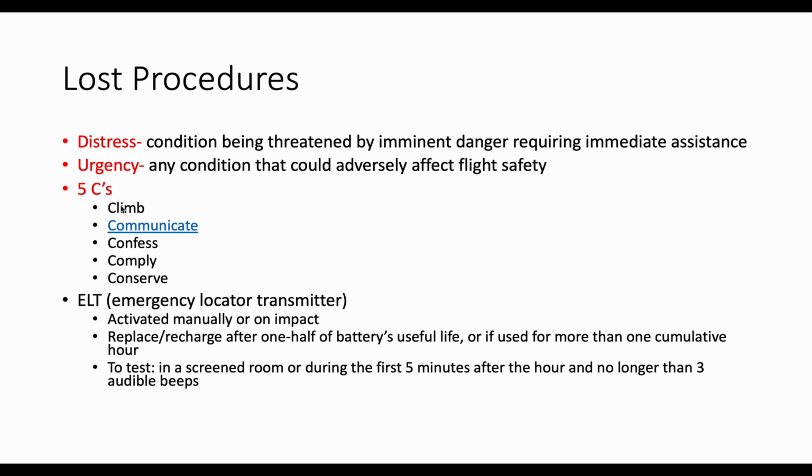So if you are lost, I always tell people the 5 C rule. You can see a couple of these everywhere; there's 3 C's, 4 C's. I like 5. The first one stands for climb. Initially you want to climb to get a better vantage point, and your radios are going to work better with line of sight. Second, communicate, so talk to ATC. Third is confess, tell them that you are lost. It's a little bit embarrassing and people may be a little bit scared, but tell them what's happening. Fourth is comply, follow what they say, and the last one is conserve. If you need to conserve fuel or conserve power for whatever reason, do that.